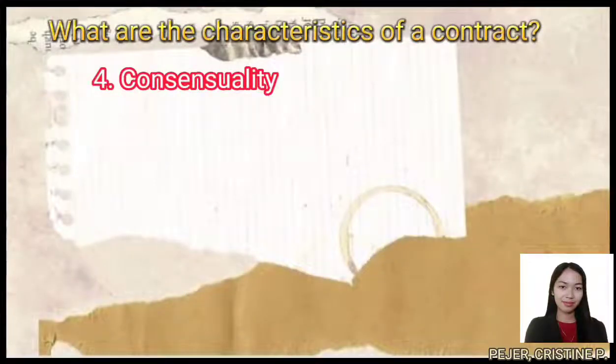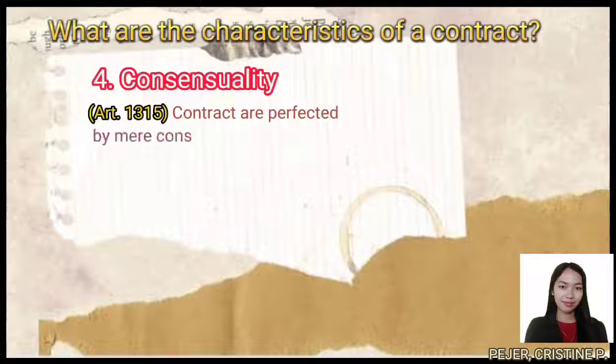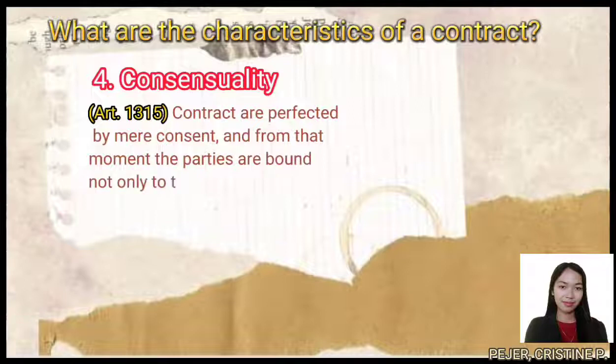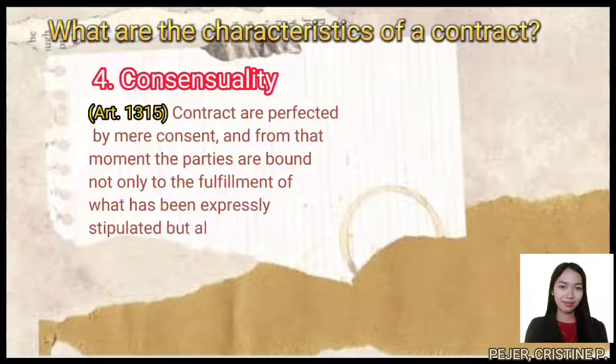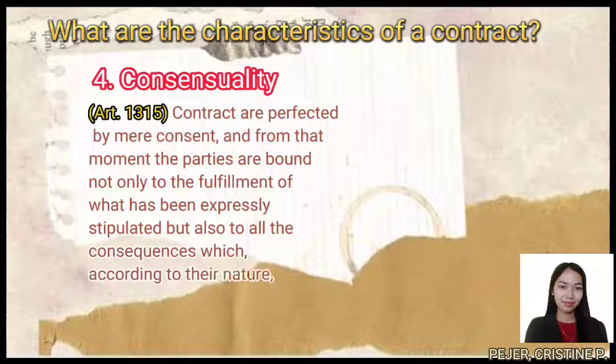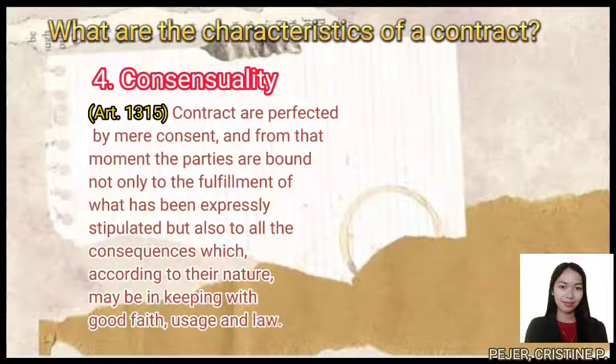Consensuality of contract. This is the fourth characteristic of contract. According to Article 1315, contracts are perfected by mere consent. And from the moment, the parties are bound not only to the fulfillment of what has been expressly stipulated, but also to all consequences which, according to their nature, may be in keeping with good faith, usage, and law. So generally, ito yung contract which is perfected by COC. Ano yung COC? The consent, object, and cause.